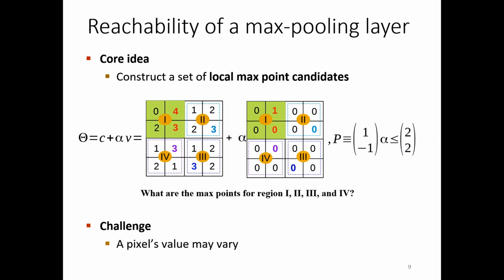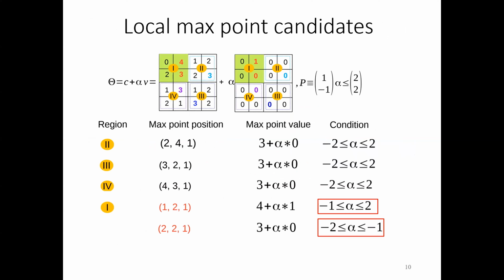And the challenge here is that, depending on the value of the predicate variables, each local region might have more than one max point candidate. In this example, one can see that for local regions 2, 3, and 4, there is only one single max point candidate. However, for the first local region, we have 2 max point candidates, depending on the constraint on the predicate variables alpha.